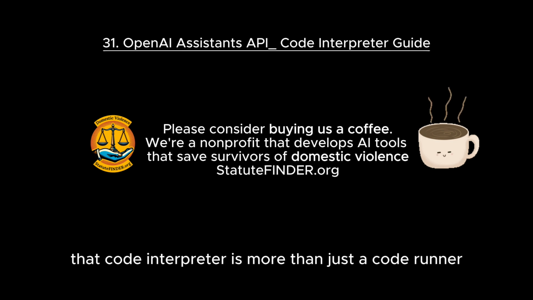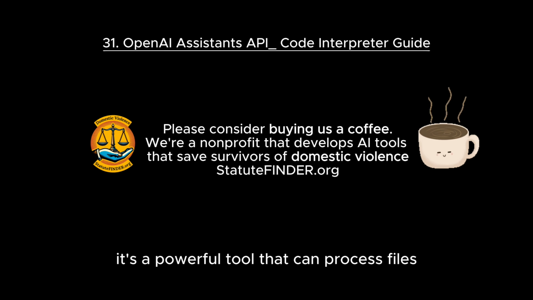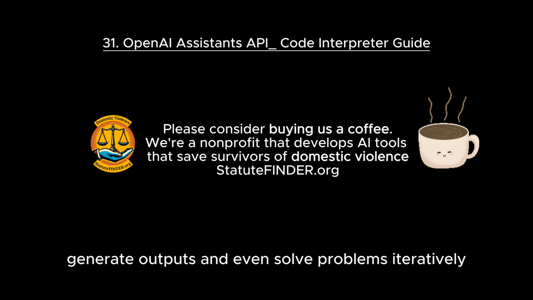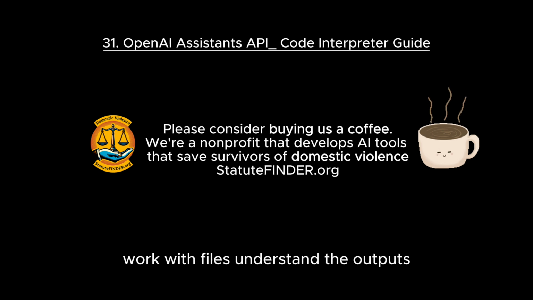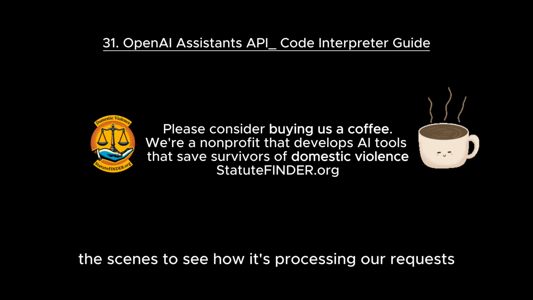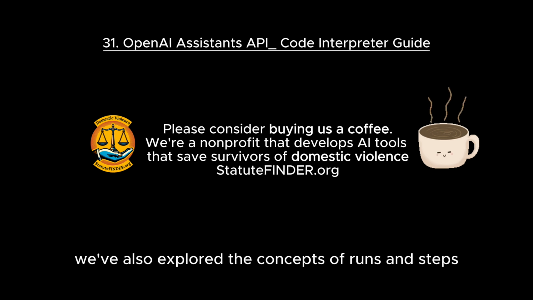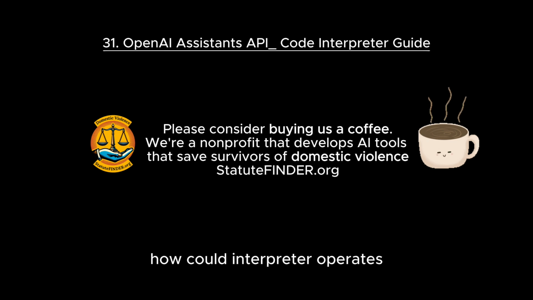Great idea. So we've covered a lot of ground, but the key takeaway is that Code Interpreter is more than just a code runner. It's a powerful tool that can process files, generate outputs, and even solve problems iteratively. Right. And we've learned how to activate it, work with files, understand the outputs, and even peek behind the scenes to see how it's processing our requests. We've also explored the concepts of runs and steps, which are essential for understanding how Code Interpreter operates and accessing valuable information for debugging and optimization.